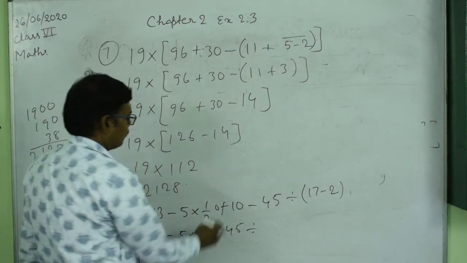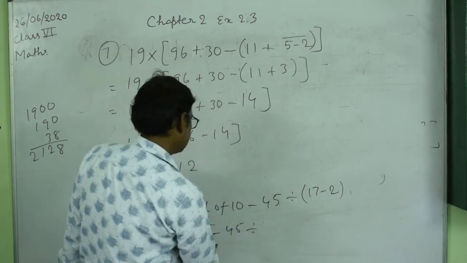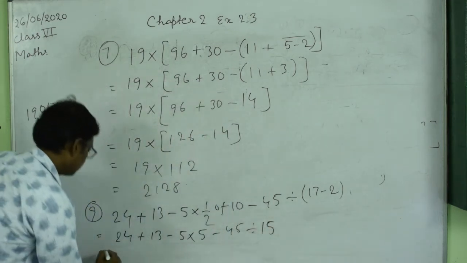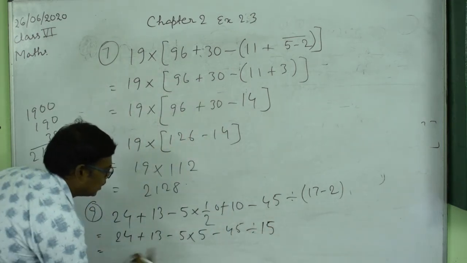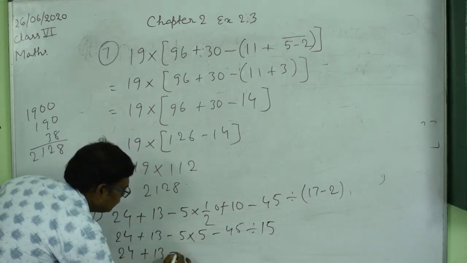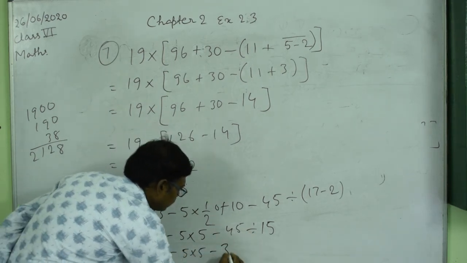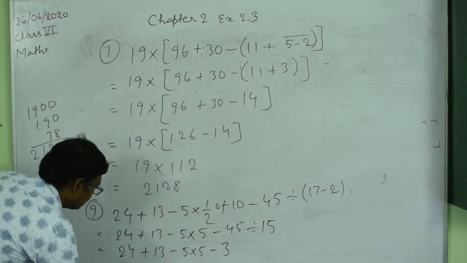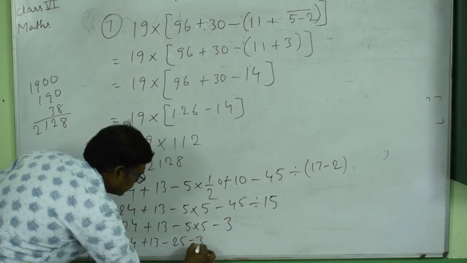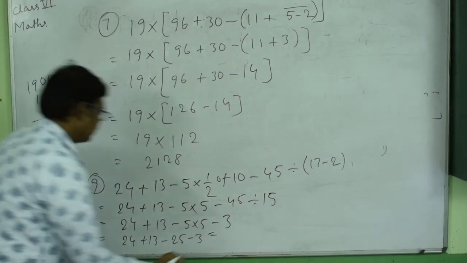Here we can do 45 divided by 17 minus 2. What is 17 minus 2? 15. So next, now we will do the division operation here. So 24 plus 13 minus 5 into 5 minus 45 divided by 15, which is 3. Now we will do the multiplication. So 24 plus 13 minus 25 minus 3. Now addition, so you will have this plus this equal to 37.